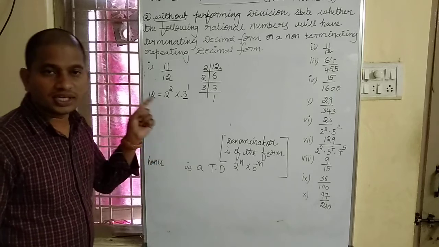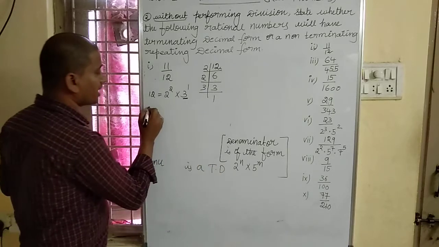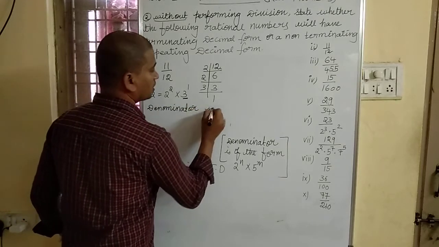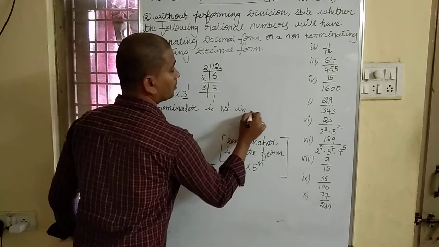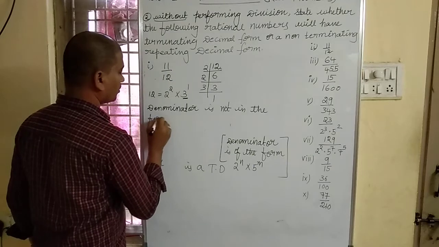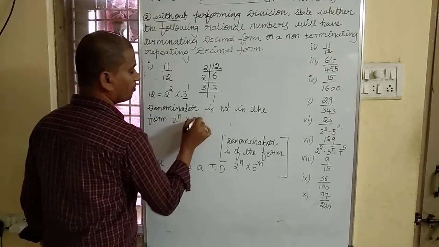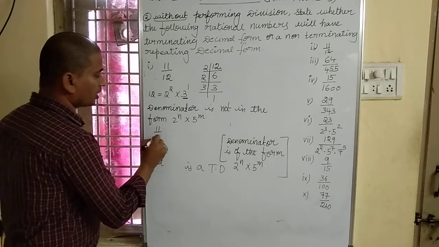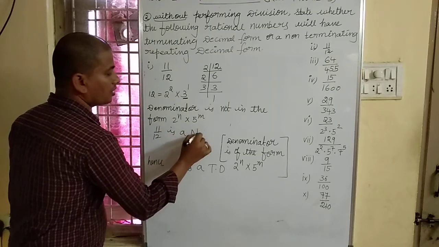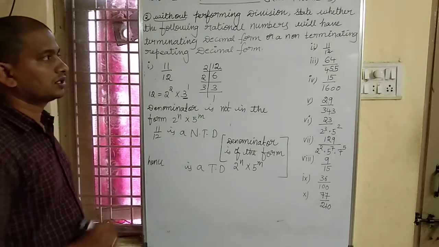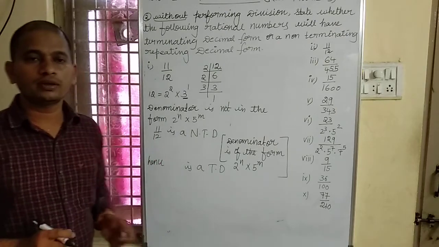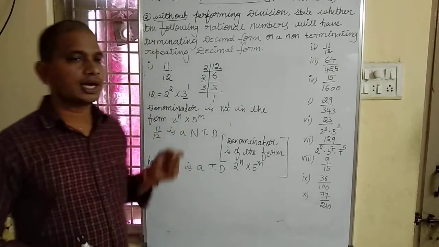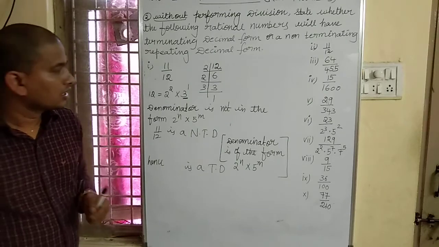So the denominator is not in the form of 2 power n into 5 power m. Hence 11 by 12 is a non-terminating decimal. Got my point? Here the denominator is not in the form of 2 power n into 5 power m, hence it is a non-terminating decimal. Okay. Now coming to the third question.